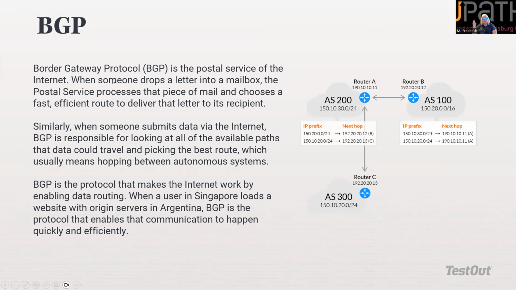So similarly, when we look at the Border Gateway Protocol, we're looking at the data via the internet. It's looking for the best available paths to send that data, picking the best route, and meaning the hops between autonomous systems. So this protocol makes the internet work by enabling data routing. Like an example, when a user in Singapore loads a website with origin servers in Argentina, the BGP is the protocol that's going to be used to enable that communication.